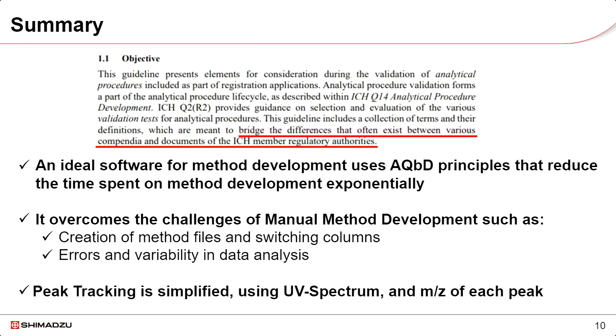Now, I've been posing a lot of ideas about what method development analysis software can do, but I'm going to tie it back to regulation. In ICH-Q2 R2, a guideline for analytical procedure development, they acknowledge that there are differences that often exist between various compendia and documents of the ICH member regulatory authorities, and they're meant to be bridged.